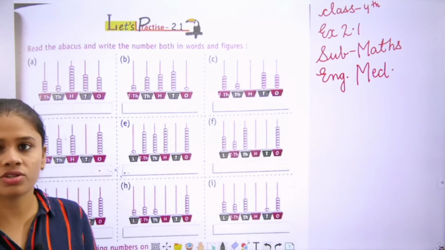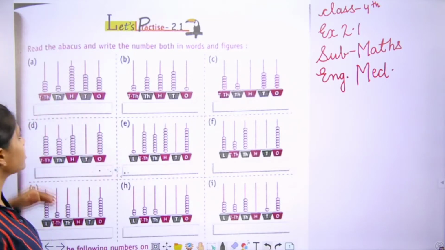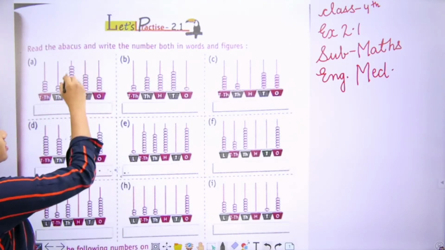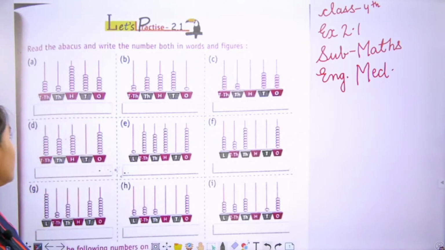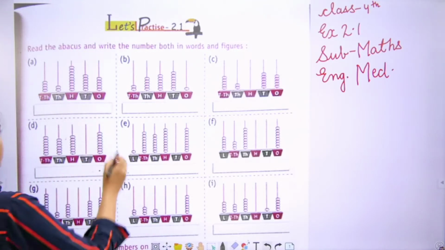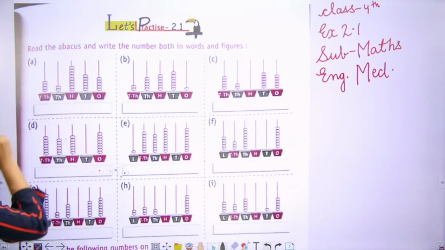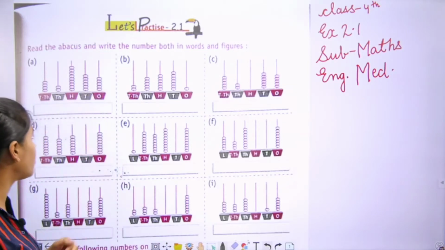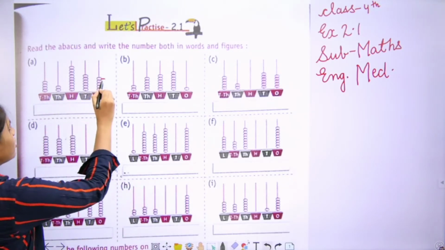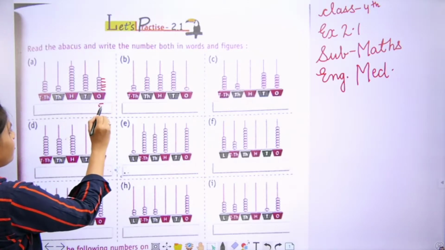Students, in this question we have to count the abacus Skype. This is the abacus and these lines are Skype, and every Skype contains beads. Okay, let's start with the first one. This is ones, tens, hundred, thousand, 10,000. In ones side, how many beads are there? Let's count together. 1, 2, 3, 4, 5. We will write here 5.